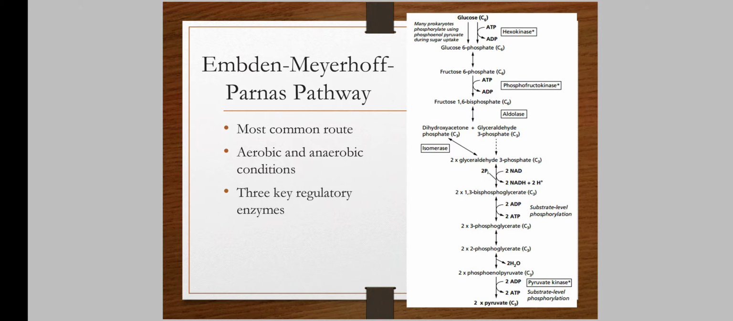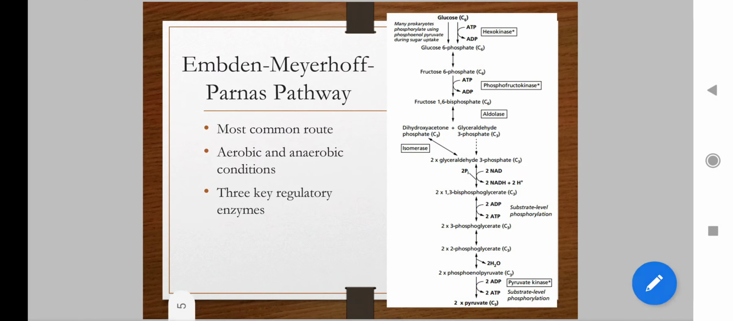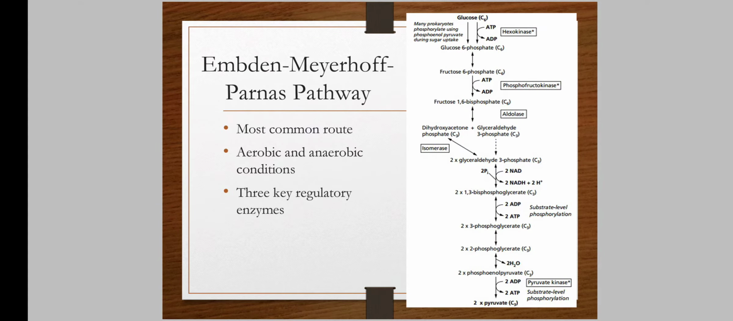Now, we say that we have three key regulatory enzymes, so this is a tightly controlled pathway. Just like other metabolic pathways, there must be control. The first is hexokinase, where you add a phosphate to glucose. The second regulatory step, and the most important one, is phosphofructokinase, which designates this particular molecule to the glycolytic pathway. This one adds the second phosphate to fructose 6-phosphate.